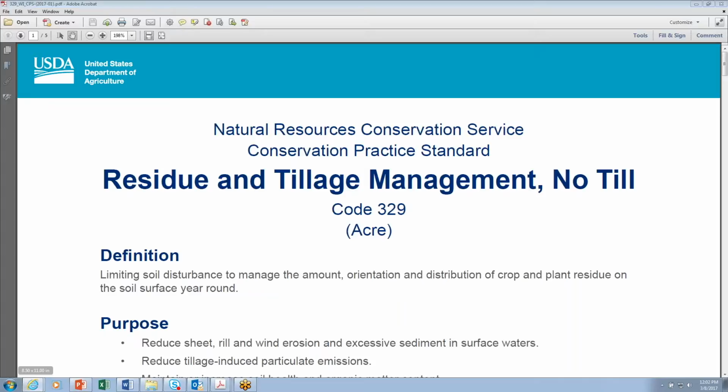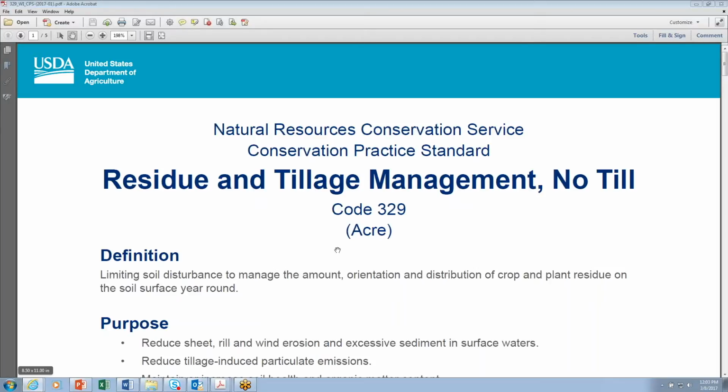But overall, the changes to these standards are not very huge, but we did add a little bit into them. So I'm going to go down through them pretty specifically, and then I'm also going to share some tools with you so that you have a better understanding of some of the concepts behind these tillage standards. So I think you'll find that helpful.